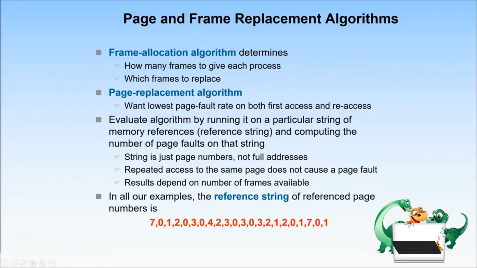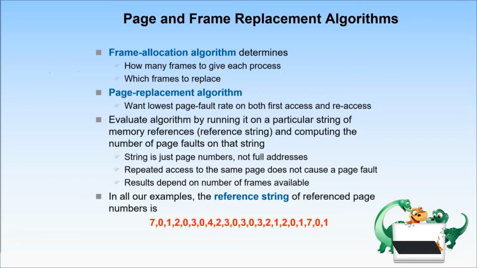So the former centers around how many frames are allocated to each process, and the latter deals with how to select a page for replacement when there are no free frames available. So that's where we apply the page replacement algorithm.